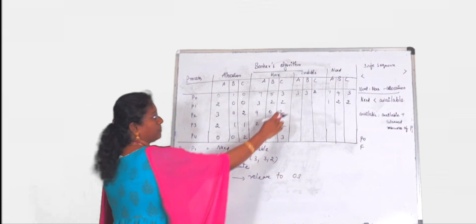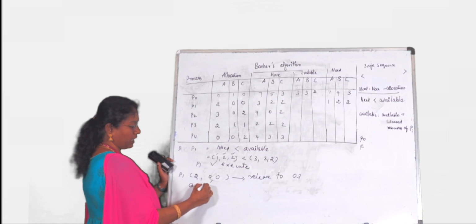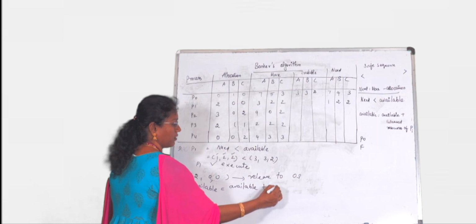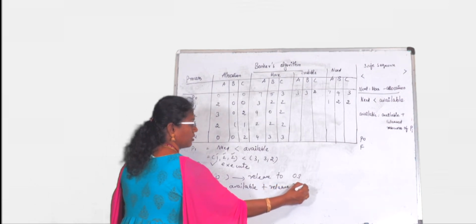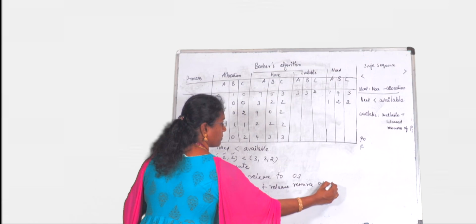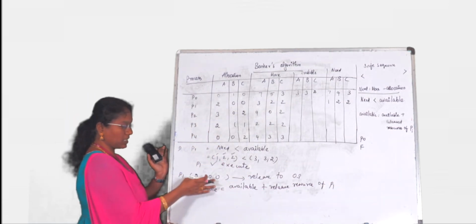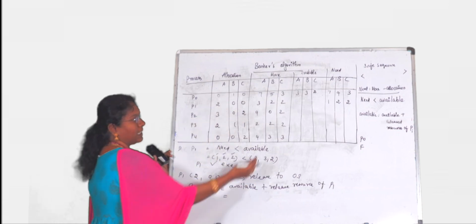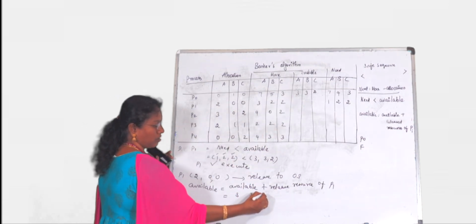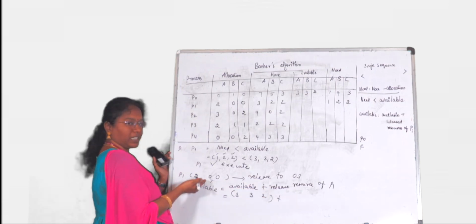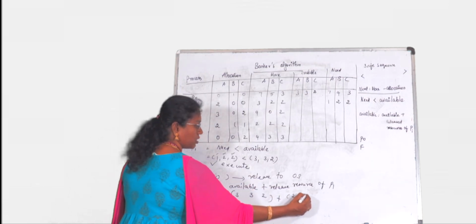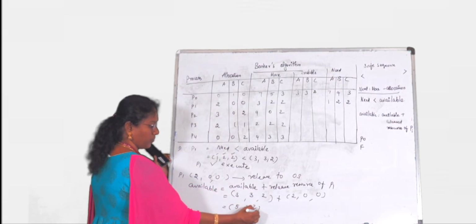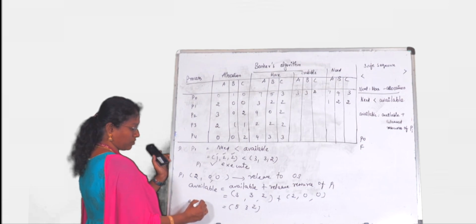So what will the available be? Available equals available plus release of resources of the process P1. If these resources are released, the available resources will increase. What is already available? 3, 3, 2. How much has been released by P1? 2, 0, 0. So add this: 5, 3, 2. Now this is the availability of resources in our system.